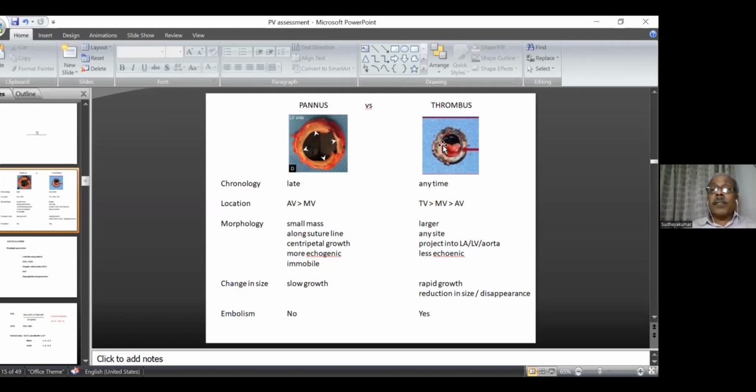Whereas thrombi are larger. You can get them on any side. They project into the chamber or the great arteries. They are less echogenic and have intrinsic mobility to some extent. They change in size: pannus has slow growth, whereas thrombus could have rapid growth or rapid reduction or disappearance because of embolization. Embolism doesn't occur with pannus, and the major problem with thrombus is embolism.